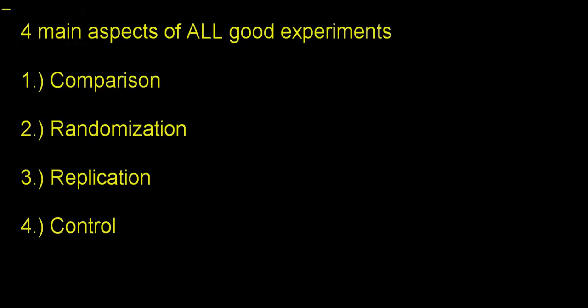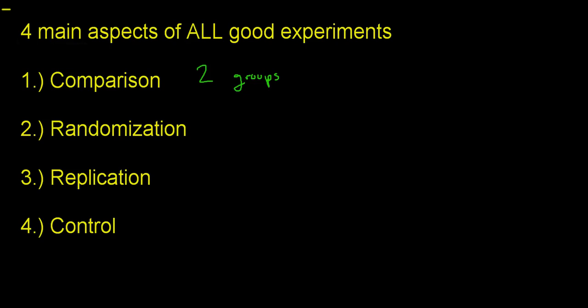All right, let's talk about the four main aspects of all good experiments. The first main aspect that every good experiment must have is comparison. What we mean here is that you always, at the very least, must have two groups. You can't have everybody doing the same thing. If everybody does the same thing, how do you know if what you're doing is making a difference if you have nothing to compare it to? So at the very least, you must have two groups. Now, one of those groups could be a control group that gets nothing, or that control group maybe is taking a placebo, which we should all know is basically a fake pill that does nothing. But regardless, you got to have two groups.